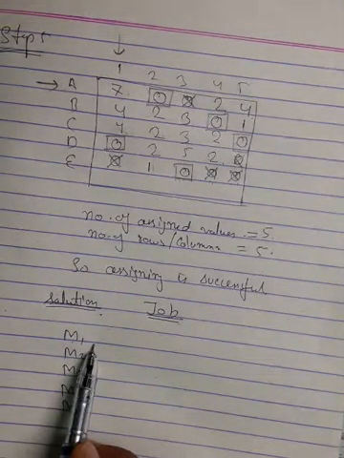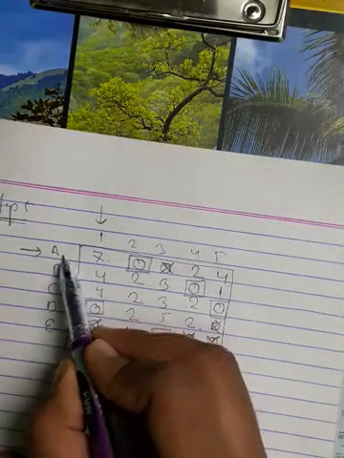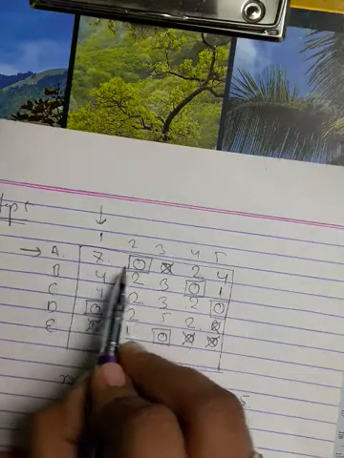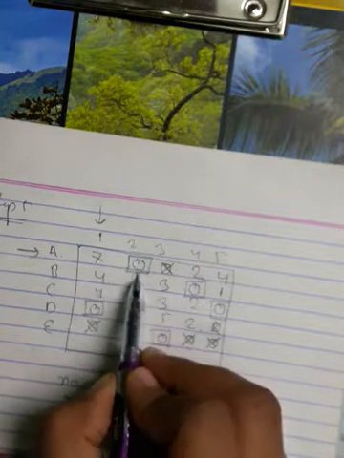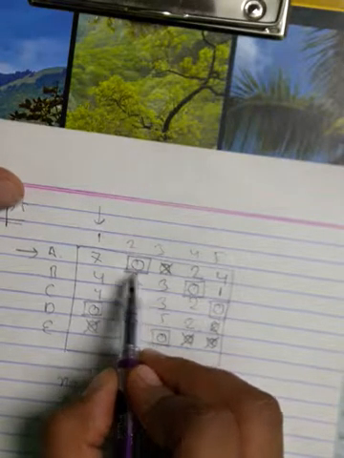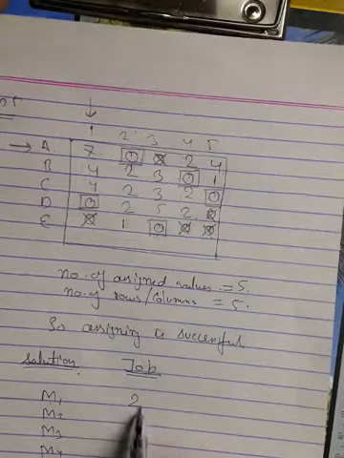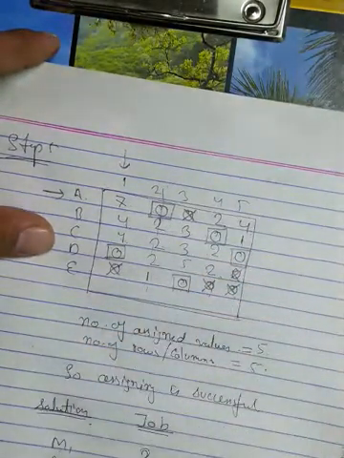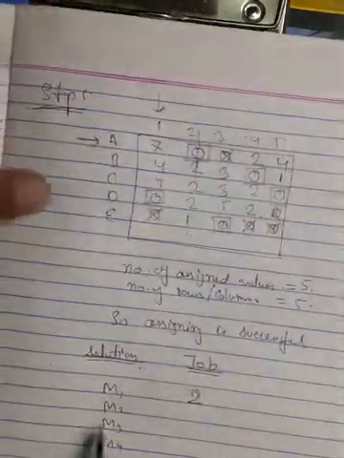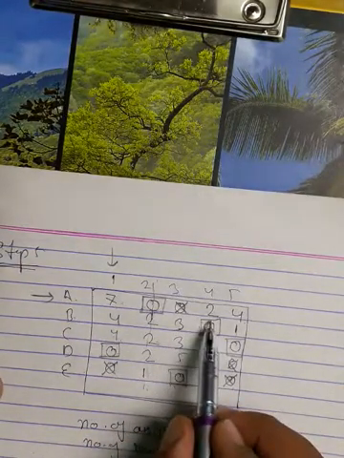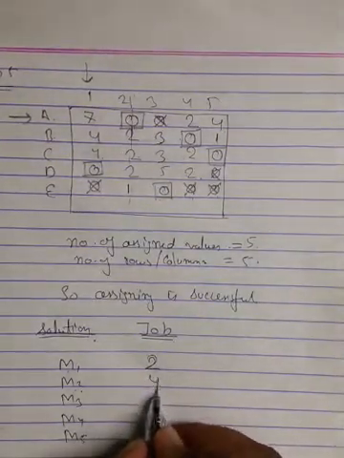Now for M1, the assigned element, you have to check from here. For the M1 machine, the assigned element is in the second column, first row. So for M1 it is second, that is, second job for row one. Now for the M2 machine, in the second row you have the assignment in the fourth column, so write here fourth.